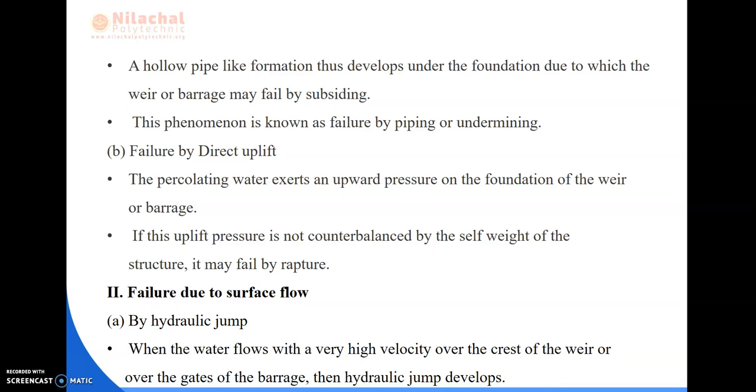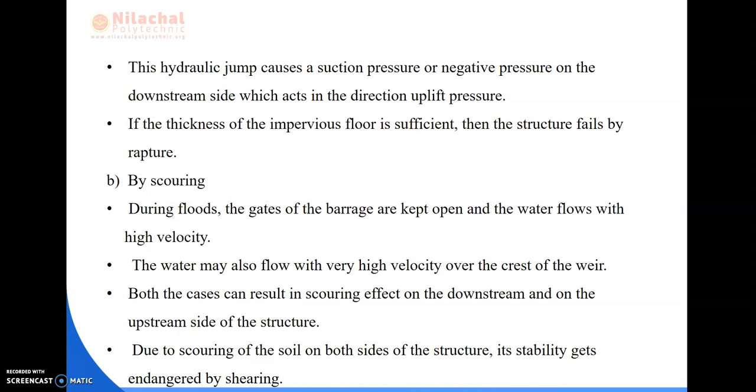So in failure by direct uplift, the percolating water exerts an upward pressure on the foundation of the weir or barrage. If this uplift pressure is not counterbalanced by the self weight of the structure, then it may fail. Next is failure due to surface flow. Type one is by hydraulic jump, and type two is by scouring.